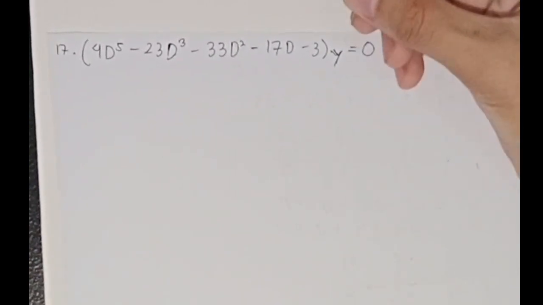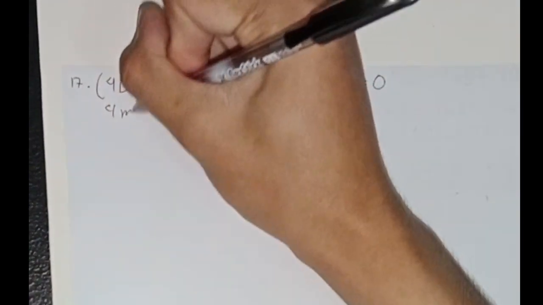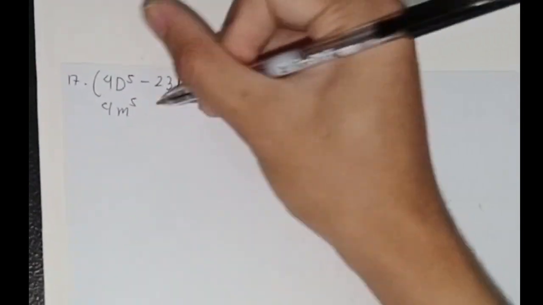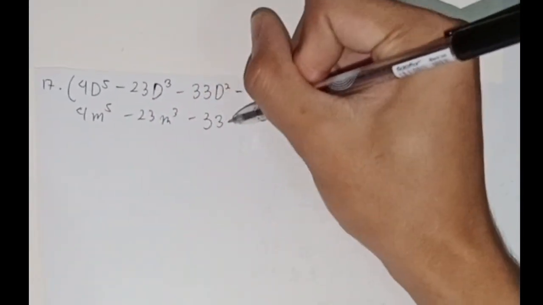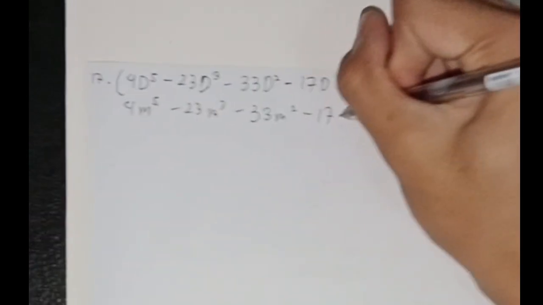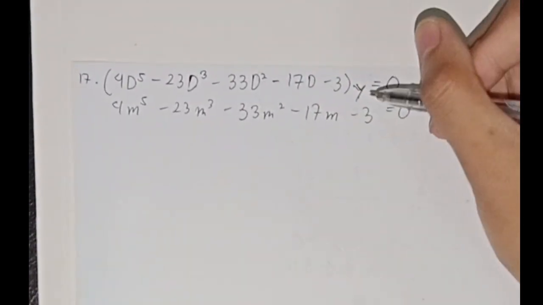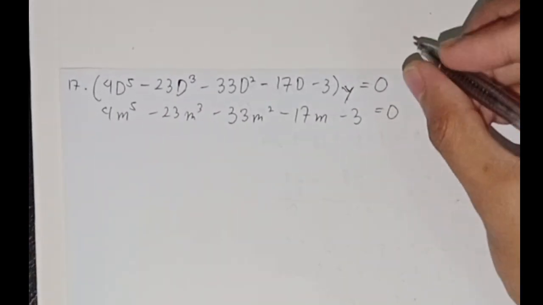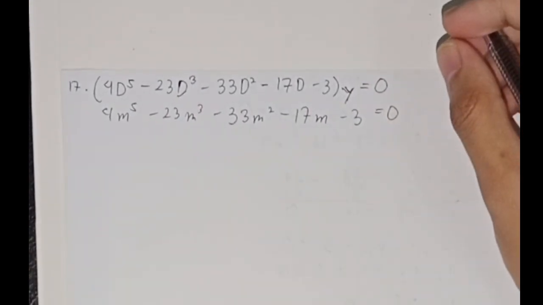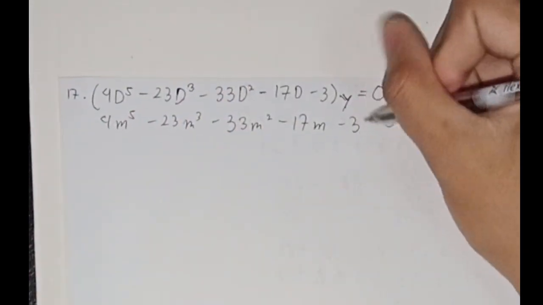The first step in solving this problem is to convert this differential operator into an auxiliary equation. That will be 4m to the power of 5 minus 23m cubed minus 33m squared minus 17m minus 3 is equal to 0. To get the roots of this equation, we will use synthetic division. In order to know the value of our roots, we will label the first term as our q and the last term as our p.